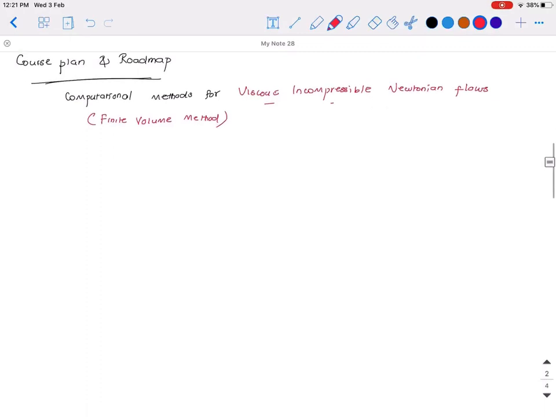Okay, so as you know, the governing equations for viscous, incompressible Newtonian flow can be written like this: del dot u is 0, which is mass conservation, and the momentum equation would be rho times u dot del u equals minus del p plus del square u plus the body force. Okay, so this is mass conservation.